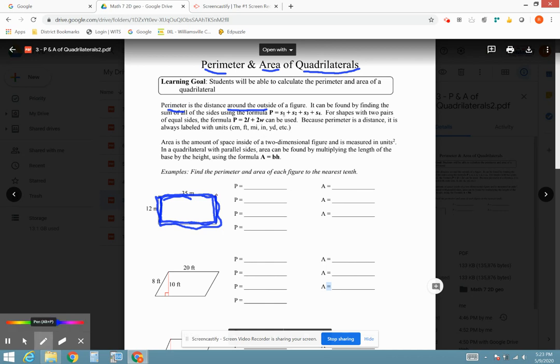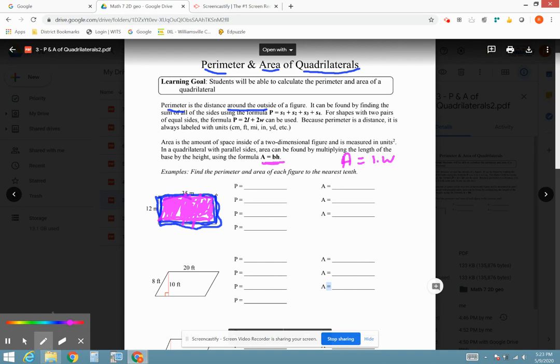Then we have area. Area of a shape is this inside piece. Okay, this would be the area. Area for a quadrilateral is base times height, which sometimes we say length times width instead.